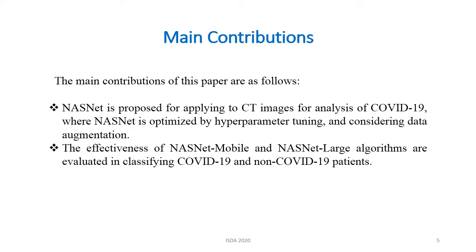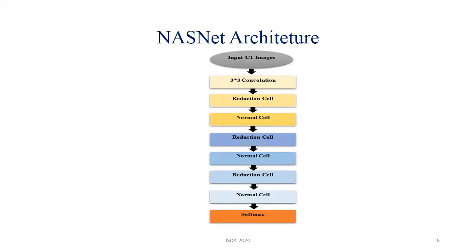The main contributions of this paper are as follows. NASNet is proposed for applying to CT images for analysis of COVID-19, where NASNet is optimized by hyperparameter tuning and considering data augmentation. The effectiveness of NASNet Mobile and NASNet Large algorithms are evaluated in classifying COVID-19 and non-COVID-19 patients.